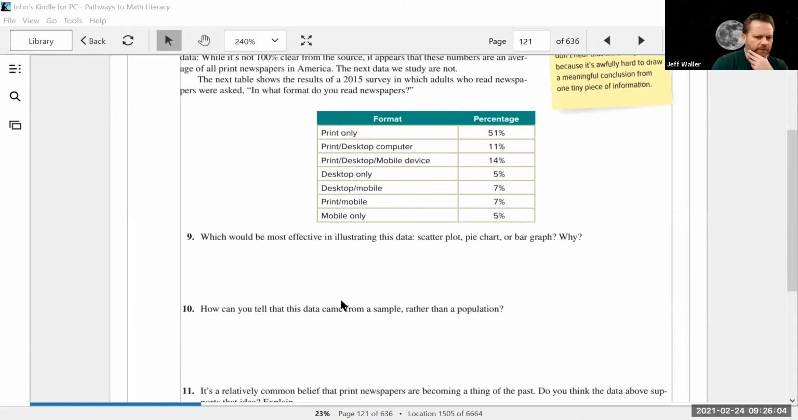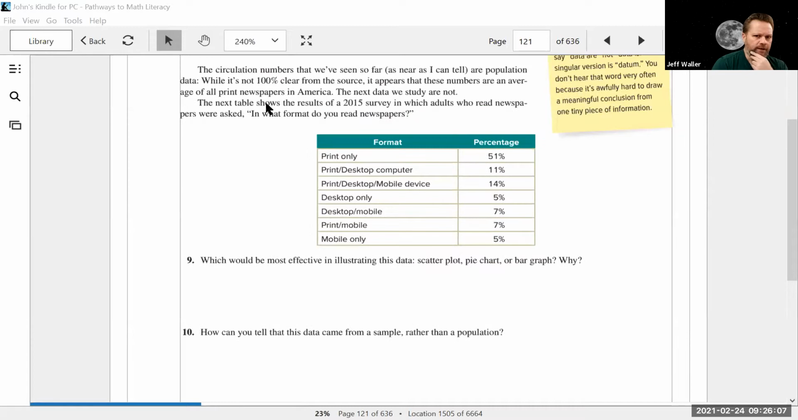How do you know it came from a sample? Well, look right here. They say the results of a 2015 survey. So you know it's a sample. It's not every adult in America, right?